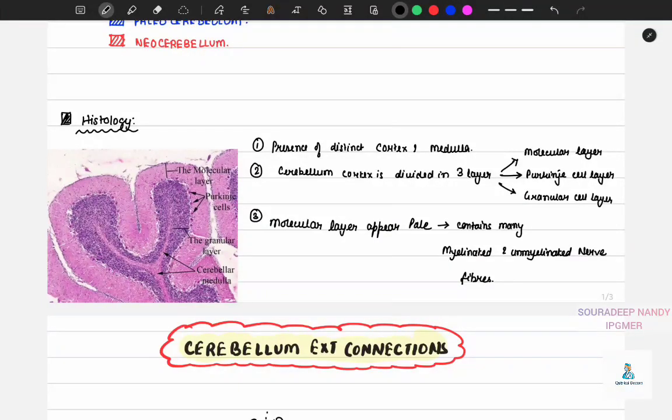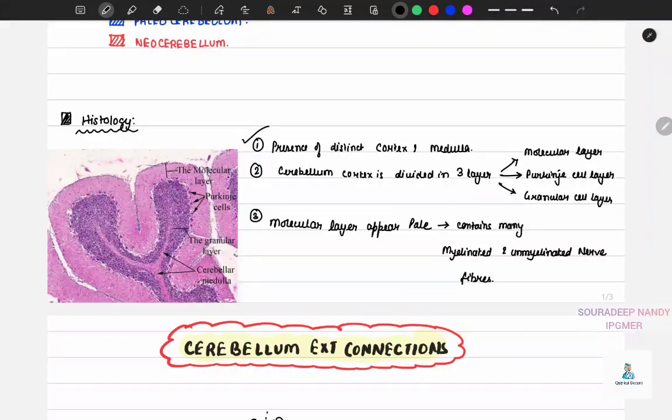Here I will just point out what points you should write when a cerebellum slide comes in your exam. First, write that it is divided into two types of layer: the cortex and the medulla. We have the cerebellar medulla, and these three layers, the molecular layer, Purkinje layer and granular layer, come under the cortical layer. The cortex is a cellular layer containing the neural cells, and the medulla contains the nerve fibers. The cerebellar cortex is divided into three layers: the molecular layer, Purkinje layer, and granular layer.